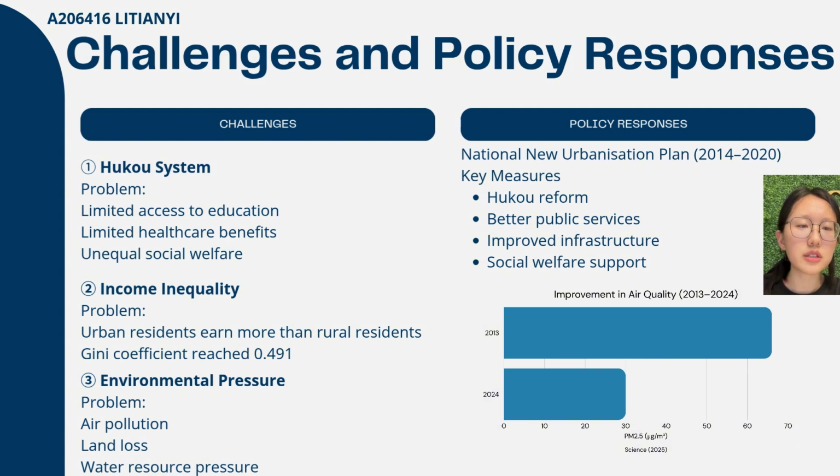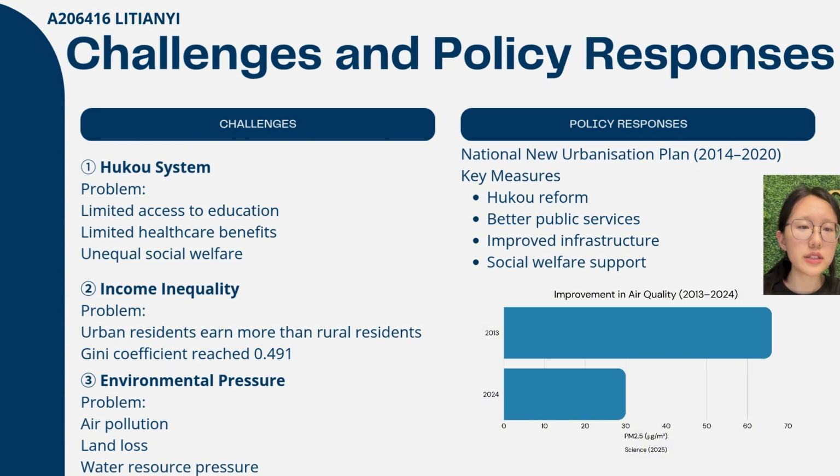The second challenge is income inequality. Urban residents generally earn much higher income than rural residents, and China's Gini coefficient once reached 0.491. This indicated that the benefits of economic growth were not distributed equally across society.